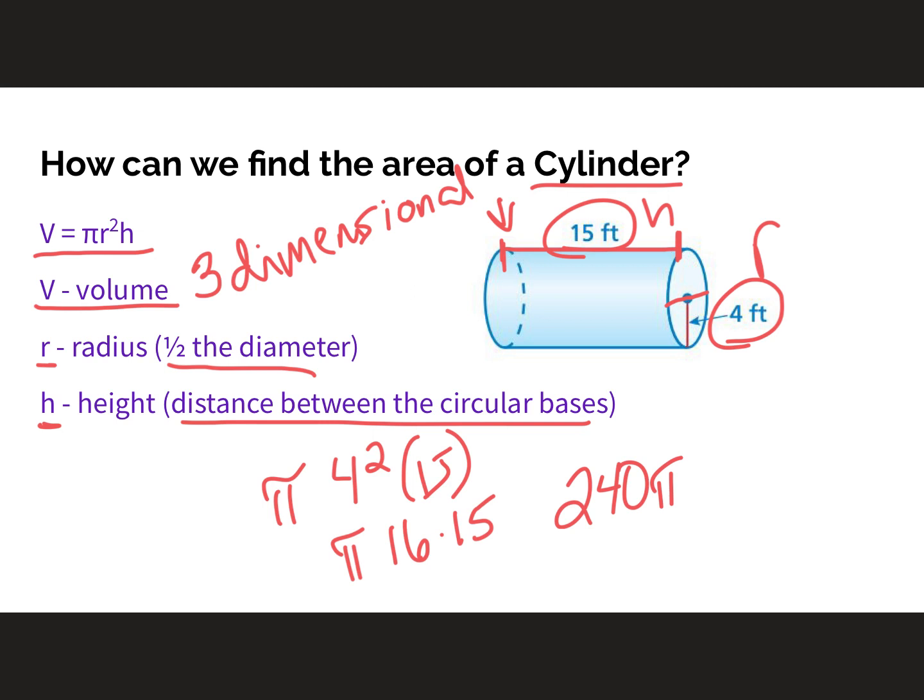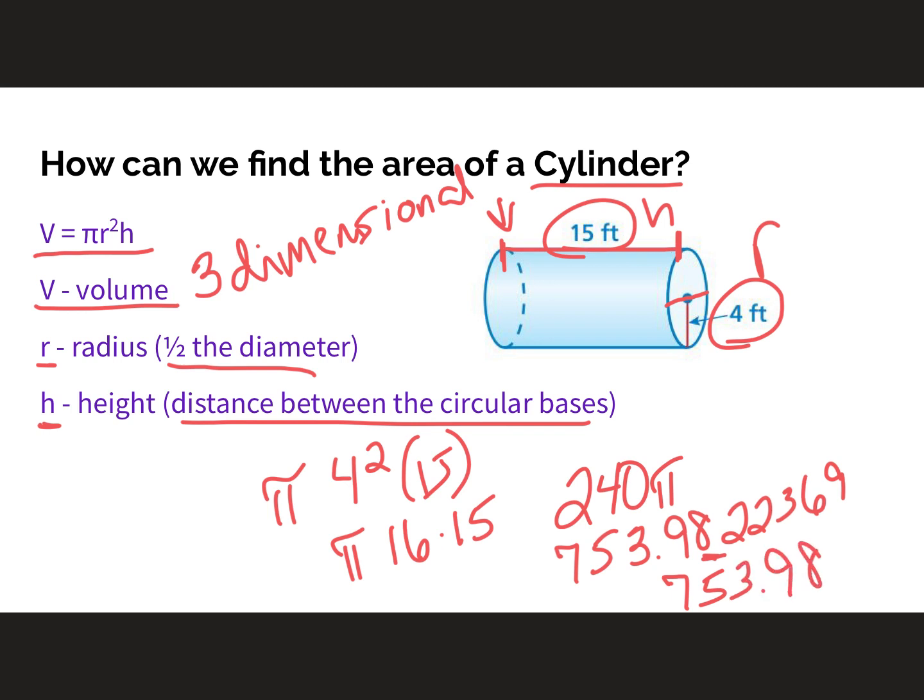And that will give you, and then you're going to have to know what to round to. So in this case, I'm going to round to, because I've got 753.9822369, I'm going to round to the 100th place, which gives me 753.98, because the number after it, 2, is less than 5.